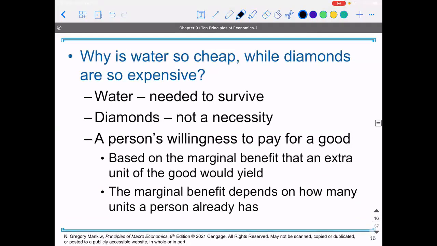So if we're talking about water, right? I've already got tons of water. I can turn on the faucet and gallons and gallons and gallons come out of the faucet. I am never, at least in my case, in need of water. So the marginal benefit, the additional benefit, of a gallon of water is very low because I have lots of clean water around me.